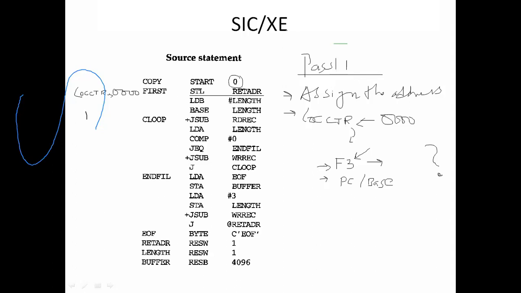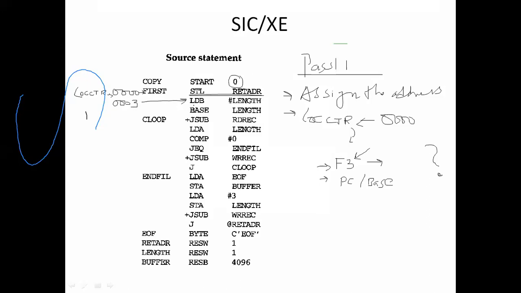Format 1 is 1 byte in length. Format 2 is 2 bytes in length. Format 4 is 4 bytes in length. So do remember this. I have an instruction at 0, which looks like a normal instruction. Obviously a normal instruction is format 3. Format 3 means 3 bytes. So the next address will be at 0003, which is LDB length.